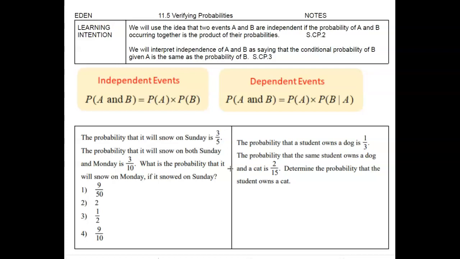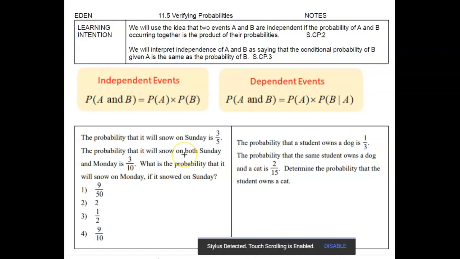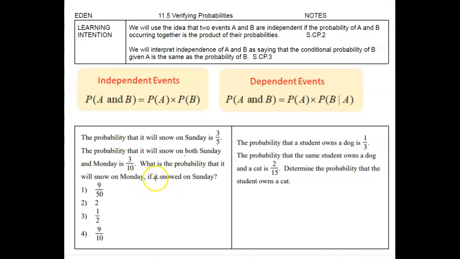All right, so let's look at our first example. It says the probability that it will snow on Sunday is 3/5, and the probability that it will snow on both Sunday and Monday is 3/10. What is the probability that it will snow on Monday if it snowed on Sunday? So what we're really looking for is probability will snow on Monday given it snowed on Sunday. And so we have some conditional probability. So I probably want to utilize this second formula right here, okay?